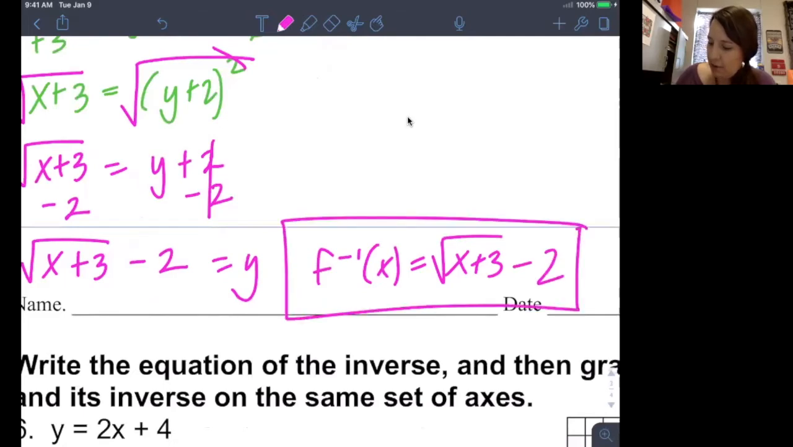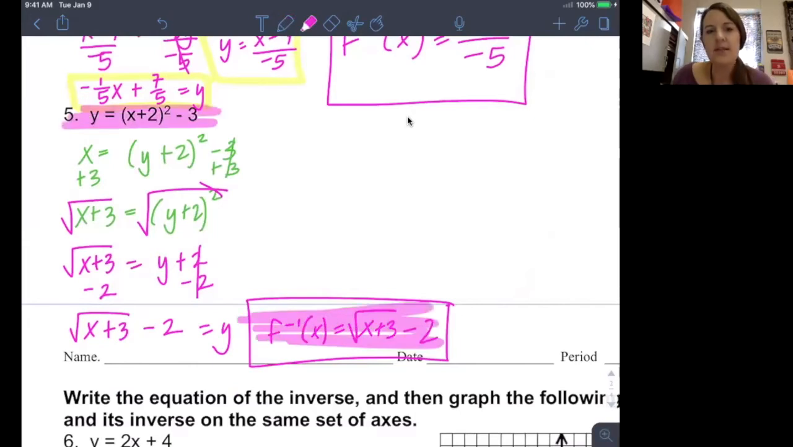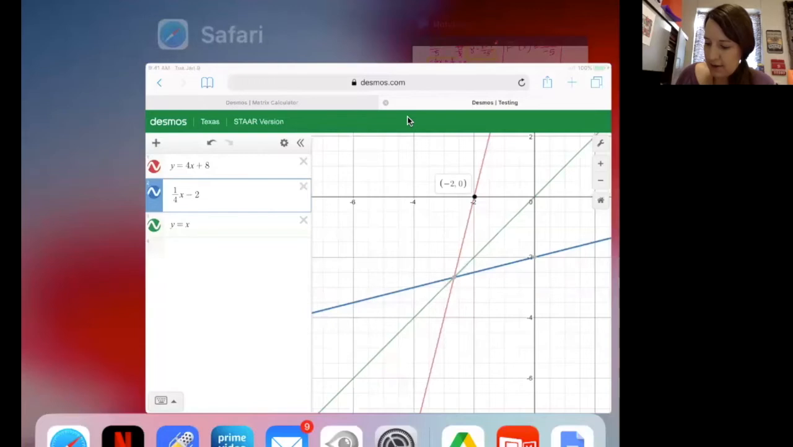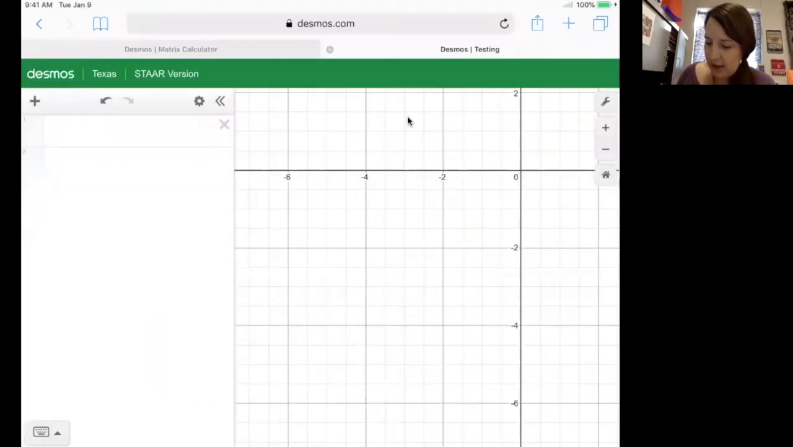Now, I am going to graph this with the original. So here's my original up here, and here's my inverse. I'm going to type those into Desmos because you're going to see that the whole entire graph does not have an inverse. So I'm going to leave y equals x on there. Whoops, never mind, accidentally deleted it.